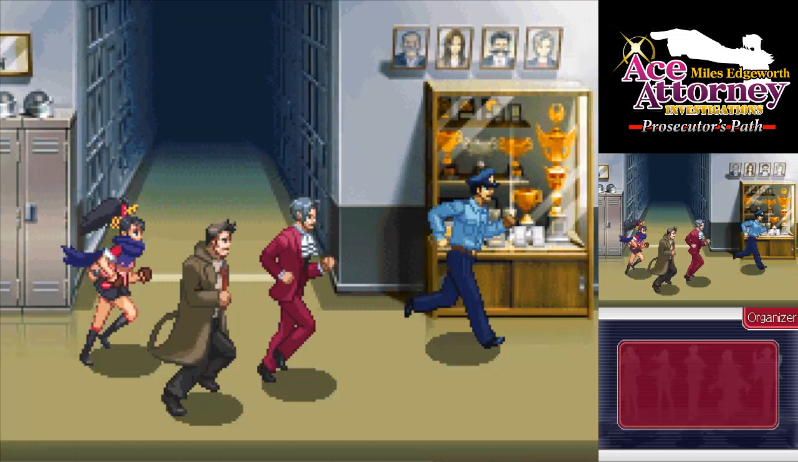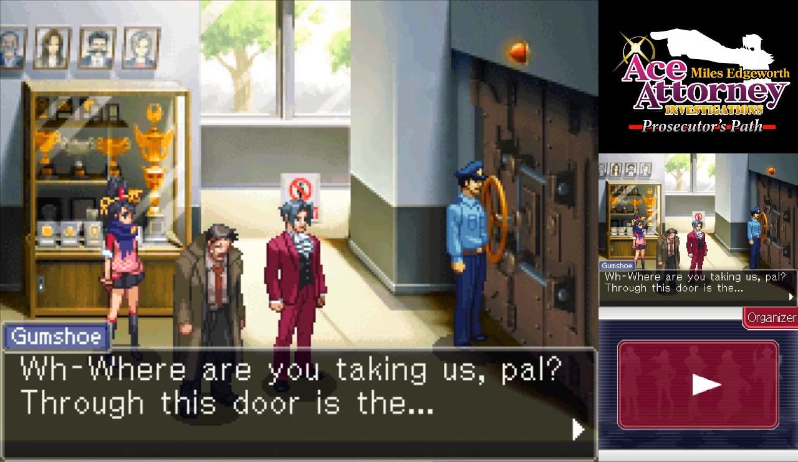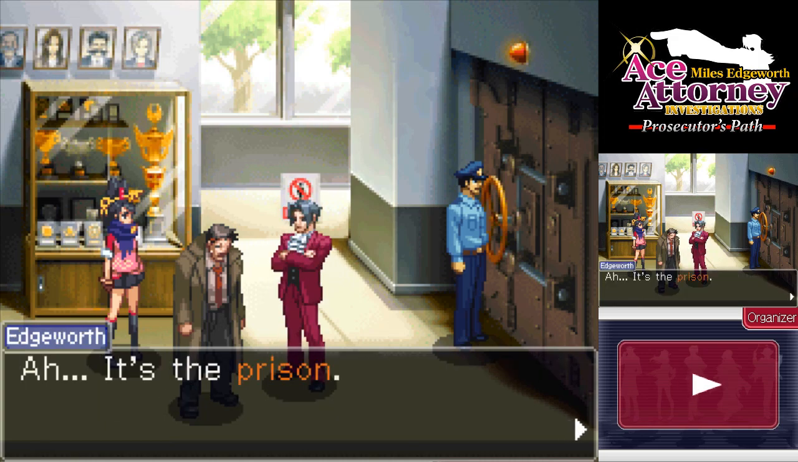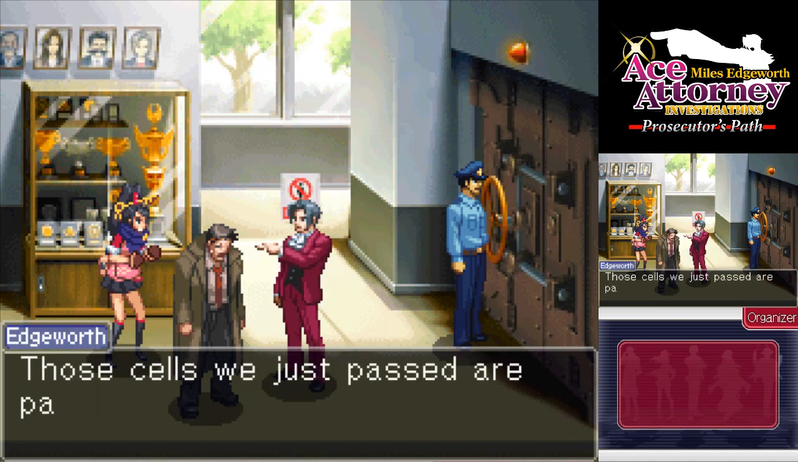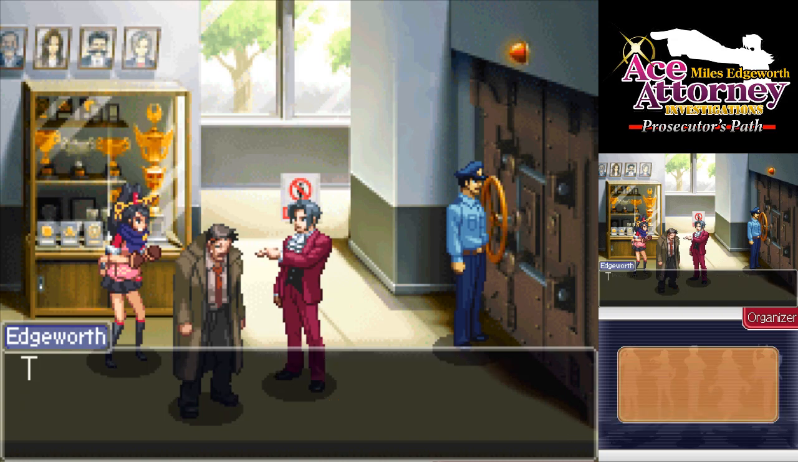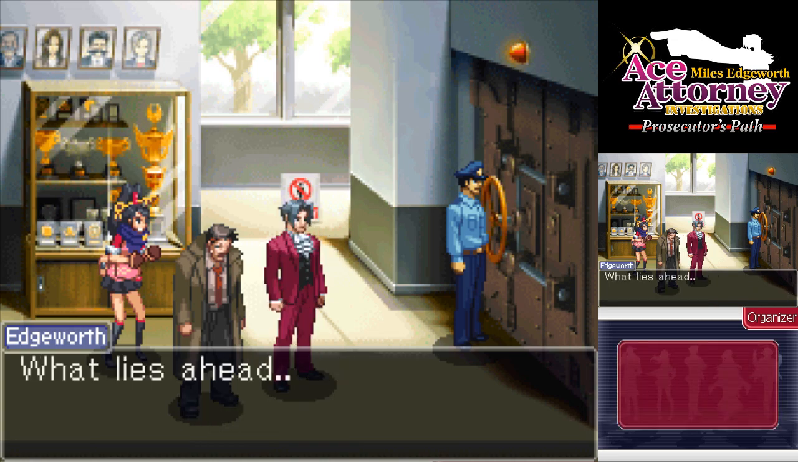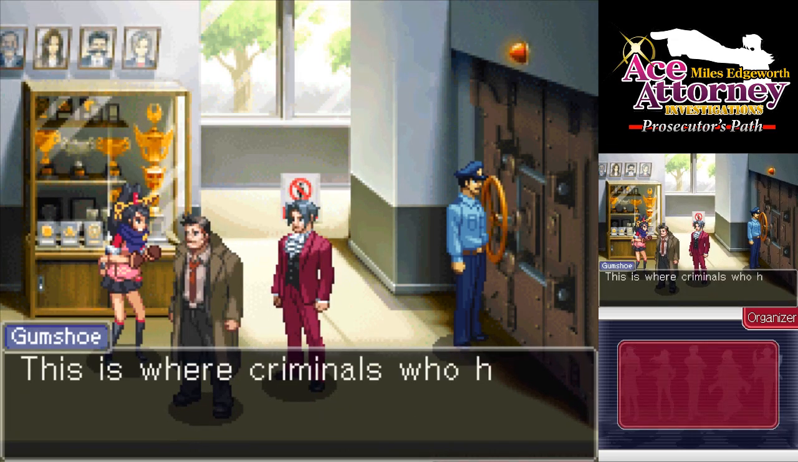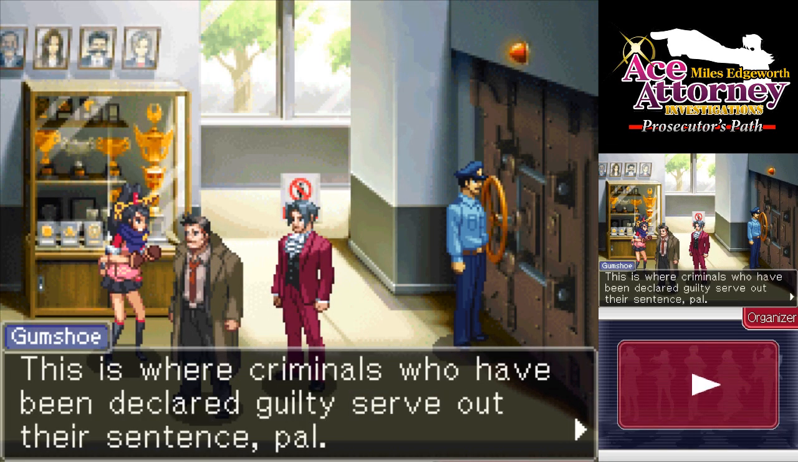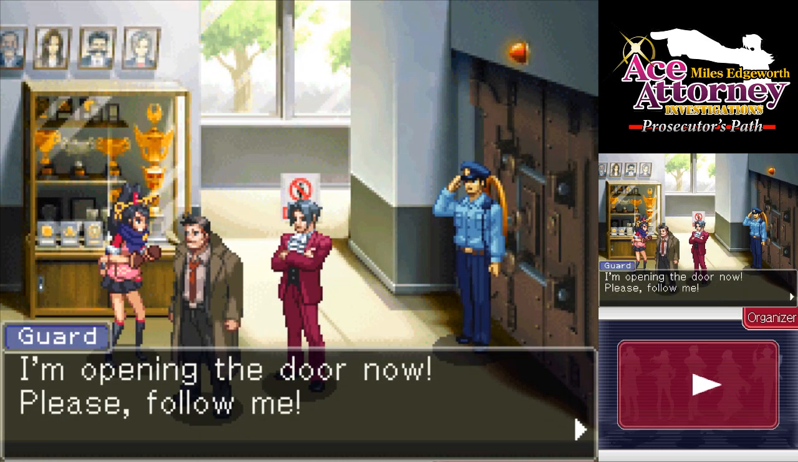What are you doing, sir? This way! Where are you taking us, pal? Through the store is the prison. Prison? And what were the small rooms back there? Those cells we just passed are part of the detention center. They're used for holding suspects temporarily while they await their trial. What lies ahead is a facility that serves a completely different purpose. This is where criminals who have been declared guilty serve out their sentence, pal. It's the one place a great thief does not want to end up, Kay. I'm opening the door now. Please follow me.